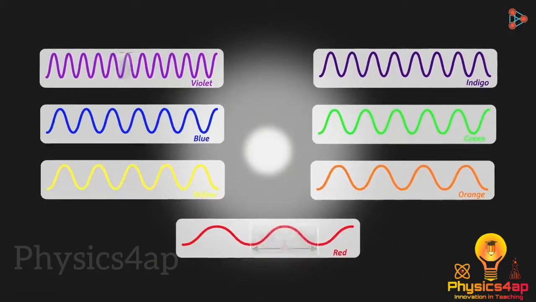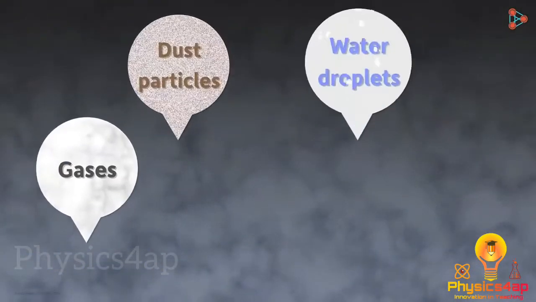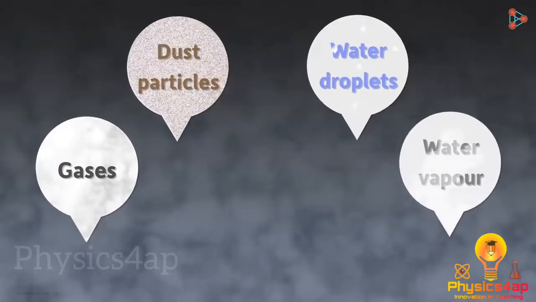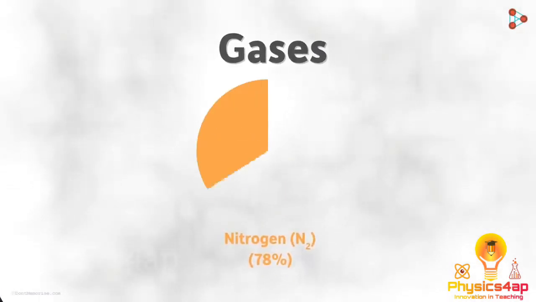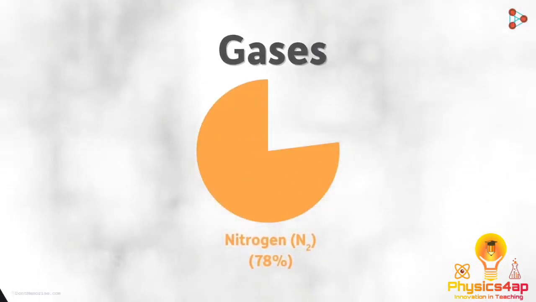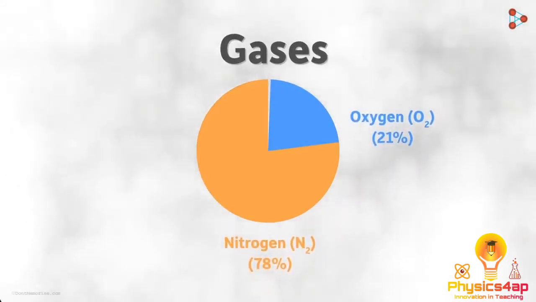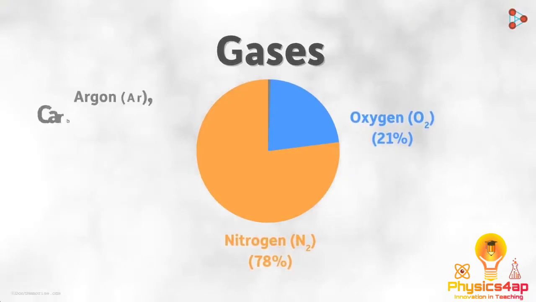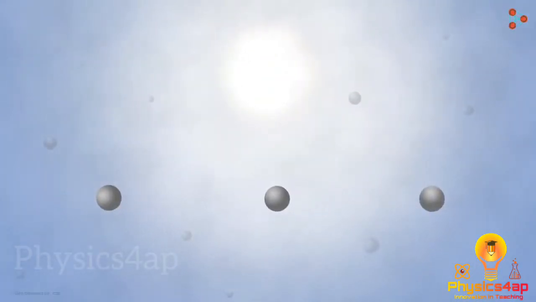Coming to the atmosphere of the earth, we have a mixture of gases, dust particles, water droplets and water vapors. If we consider the gases, we have 78% nitrogen in our atmosphere and oxygen with 21%, and the remaining gases, argon, carbon dioxide and other gases, with 1%. So in our atmosphere we have gases like N2 and O2 molecules.